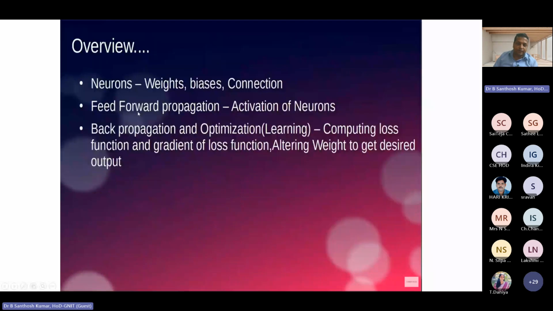Here, with the help of weights, biases and connections, we are calculating the feed forward propagation. With the help of the weights and the bias value, we are calculating using the formula what the predictions are. If the error values in the predictions are high, then we can go with the back propagation algorithm.